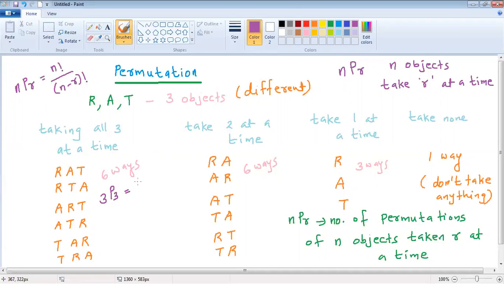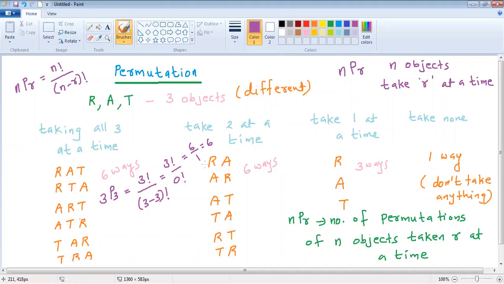So as per formula, it is n factorial divided by n minus r factorial. So 3 factorial divided by 3 minus 3 factorial. So that is 3 factorial divided by 0 factorial. 3 factorial is 1 into 2 into 3, that is 6. 0 factorial is 1, I have told you. 6 upon 1 is equal to 6. We wrote all the arrangements and found that there are 6 arrangements. But right now, from the formula, we directly got the answer as 6.